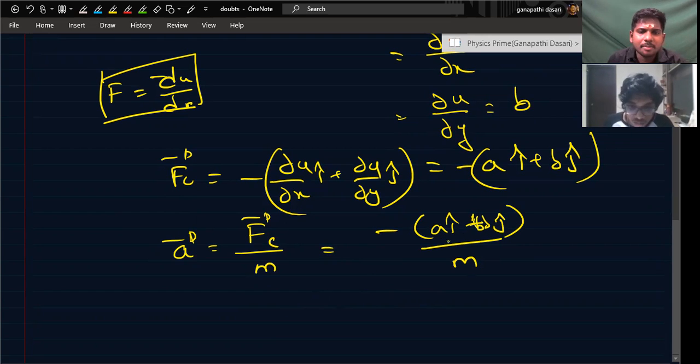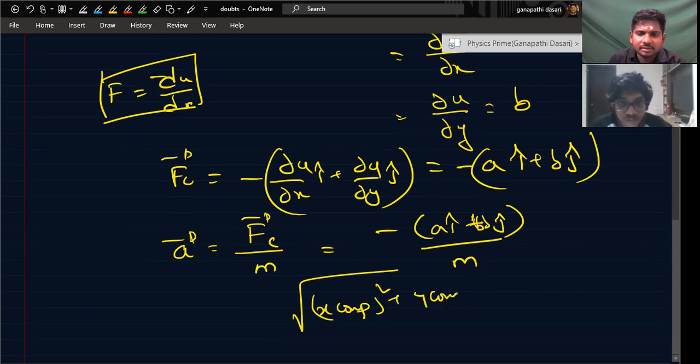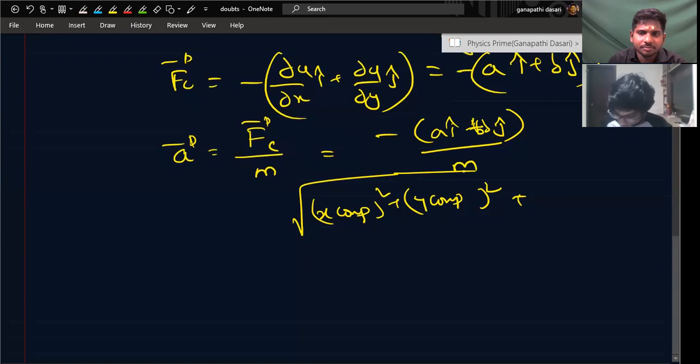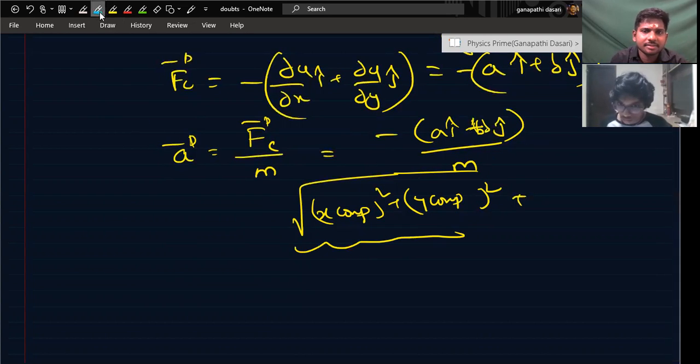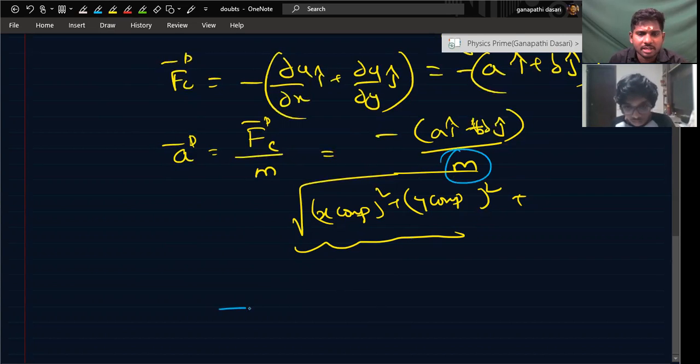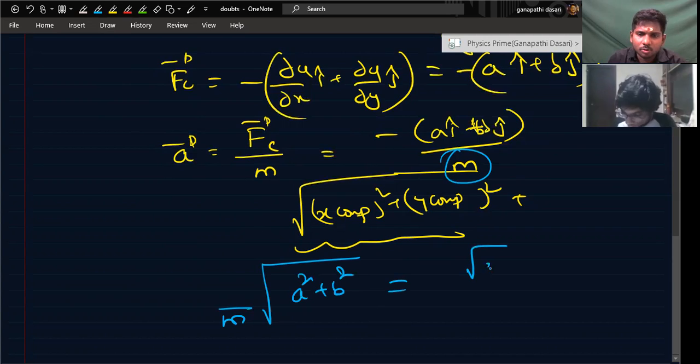Then what is the magnitude of acceleration? Root over x component square plus y component square plus 2ab cos theta. Anyway, the angle between i cap and j cap is 90 degrees, and cos 90 will be 0. You know this formula from vectors. The mass comes outside the root, so the x component is a square plus b square, root over a square plus b square. The answer is root over a square plus b square by m. Did you understand it or not?